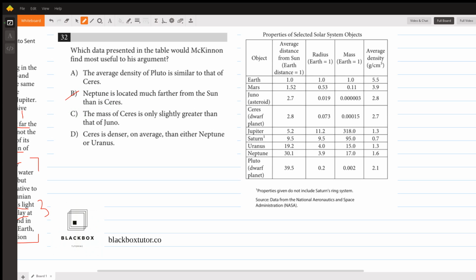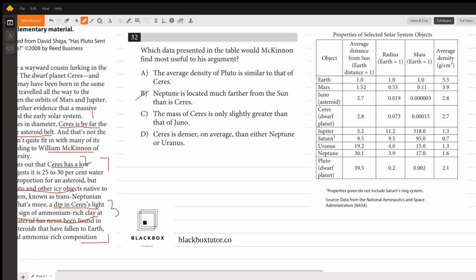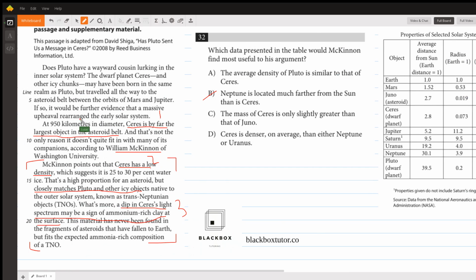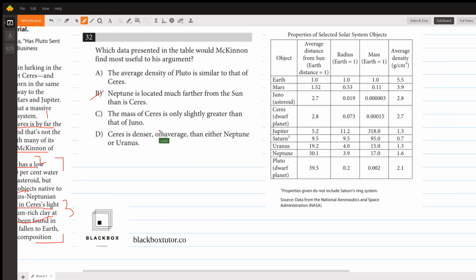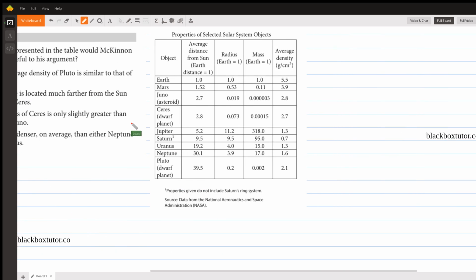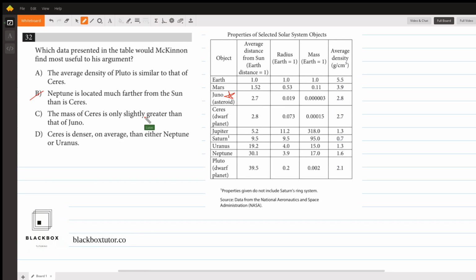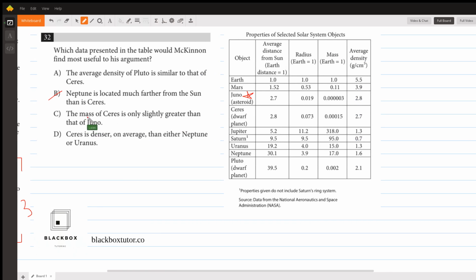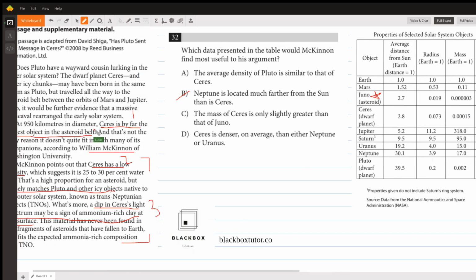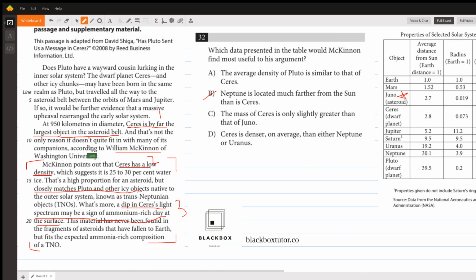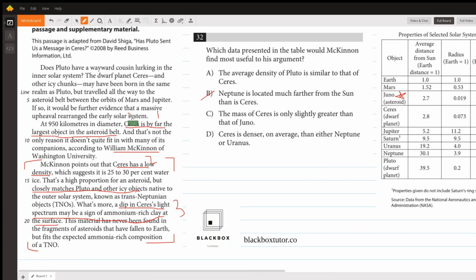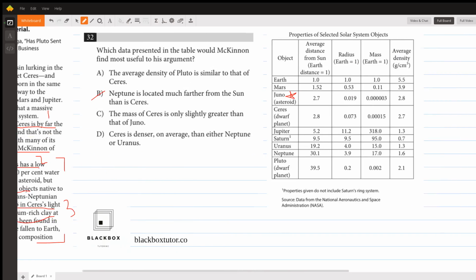Next says the mass of Ceres is only slightly greater than that of Juno. Now, we can make a case that this refers to the first point McKinnon makes, that Ceres is by far the largest object in the asteroid belt. We know that Juno is an object in the asteroid belt because of this here. It says that it's an asteroid. So maybe this could work because, like his point here, Ceres is by far the largest object in the asteroid belt. So for now, I'd say we can keep it and come back to it.